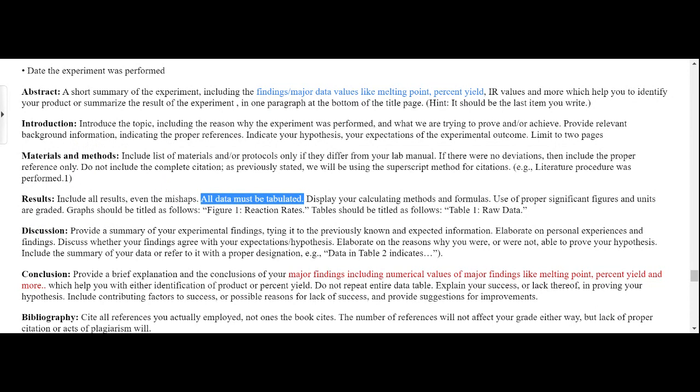Border lines should show for the table. I should see the columns, I should see the rows, and a title for what each number is. After the table, you do your calculation.